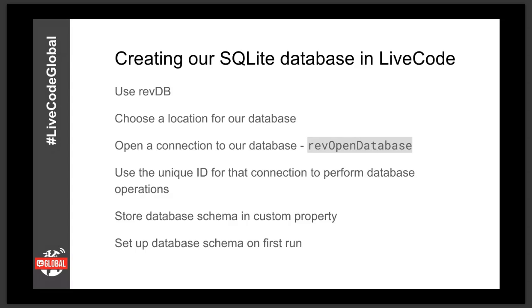Now, something that we did last time, which was quite nice, is creating the database schema. I'll go through the database schema in the next slide, but basically you can store that in a custom property and run that database schema on the first run, so make sure that your database is set up all nicely. So when the app is first started, it's all pre-populated and has all the tables that you want.